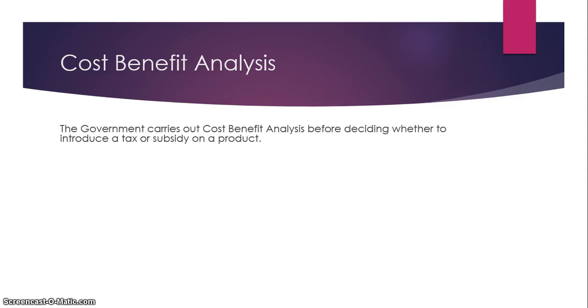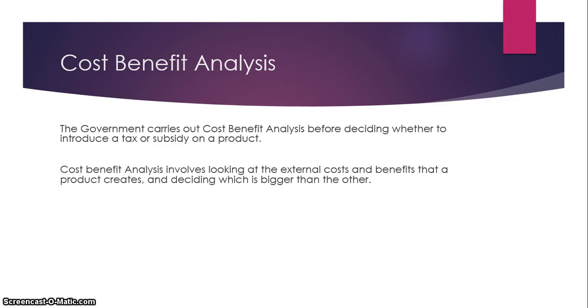Well, this is what the government does. They carry out cost benefit analysis before deciding whether to introduce tax or subsidy. So every single product has positive externalities and negative externalities. However, what the government has to do is they have to work out, using cost benefit analysis, whether the external cost is bigger or whether the external benefit is bigger. So they work out which one is bigger.